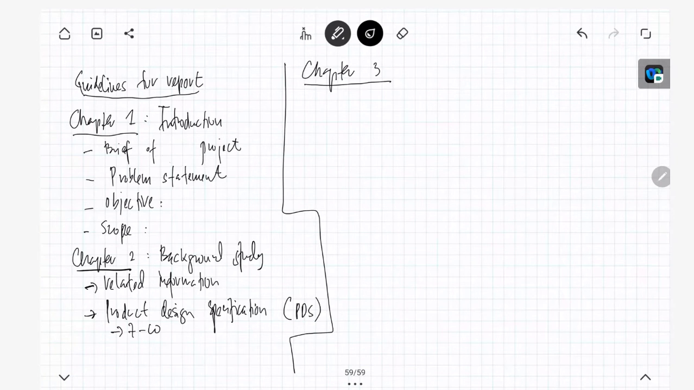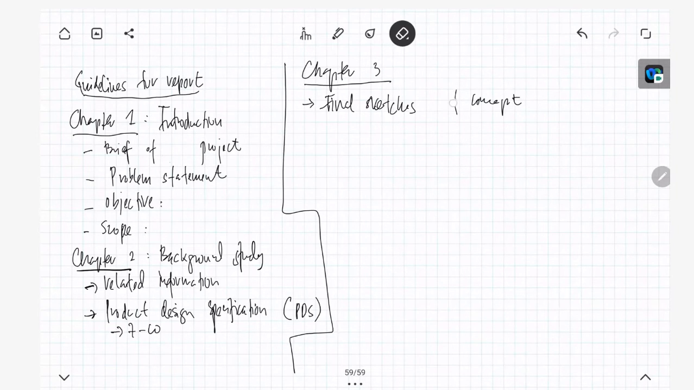So here in chapter 3, you have your final. You have done an improvement. You have changed any features, removed any feature that you don't need. So you have your final. In chapter 3, you should have your final sketches of your concept.